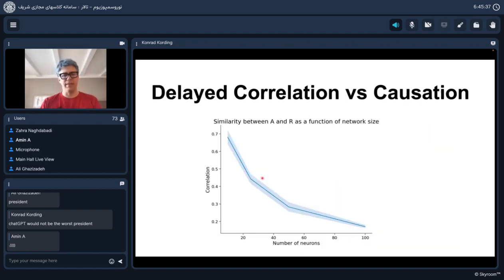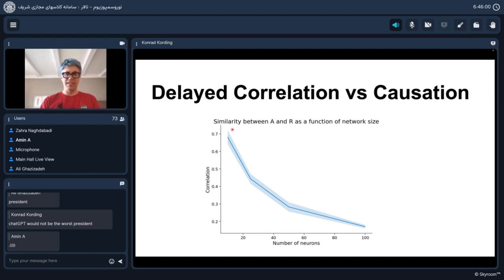So let's quantify it. On this axis, you have what I call the number of neurons. It's the dimensionality of this dynamical system, but it could be the number of neurons that we simulate. On the y-axis, you have the correlation of the A matrix with the R matrix. This is really just a raw correlation of the flattened matrices.